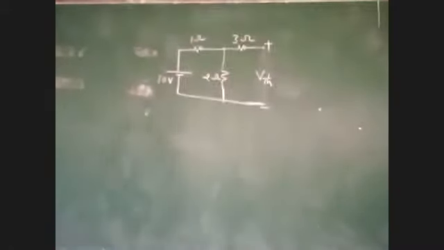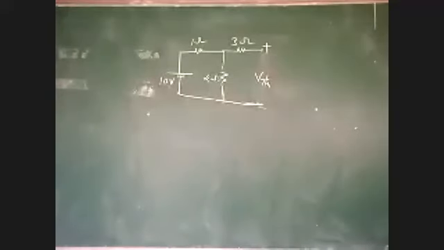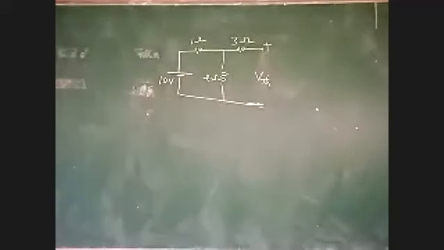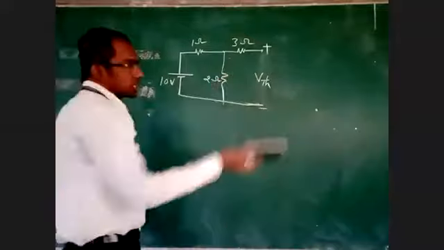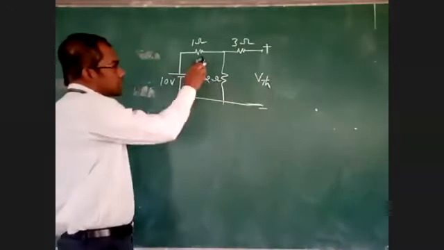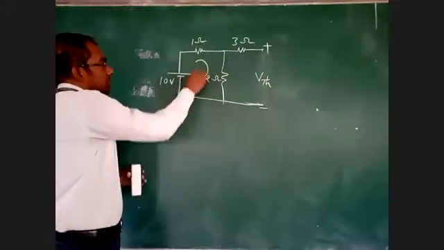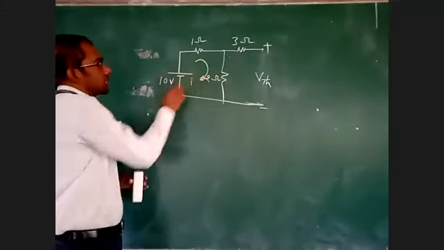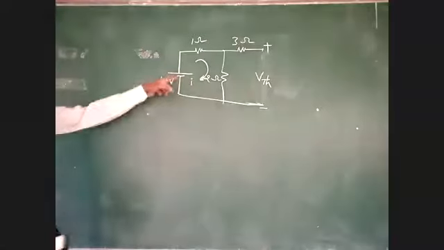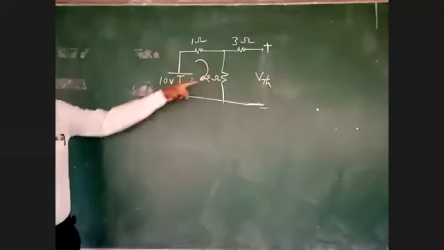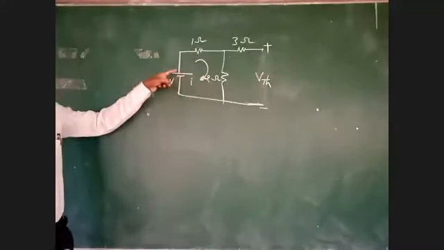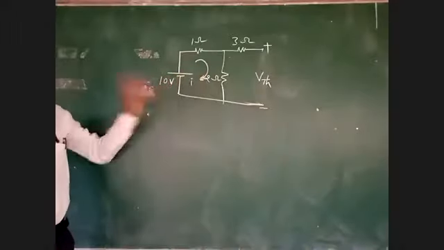Zero, because it is an open circuit. In this loop the current is 0 because that is an open circuit. But in this loop current will flow because a closed path is there. Current flows from negative to positive in the upward direction like this.